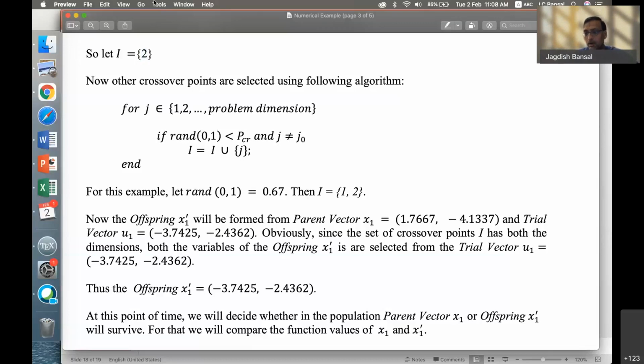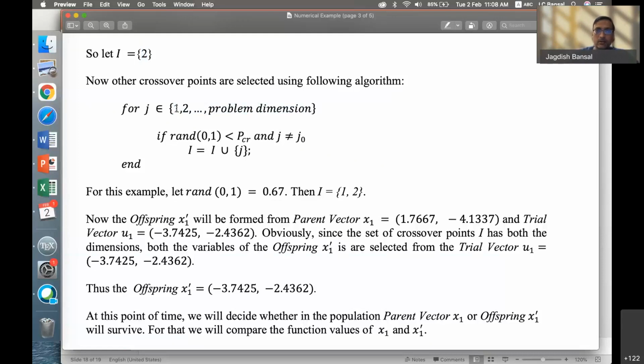Now whether other crossover points will be added to this set depends upon the binomial crossover. So look here, we will run this loop for all the dimensions, 1 to the problem dimension. Fortunately, we have only 2 dimensions here, 1 and 2. So let us start with 1, j equal to 1.